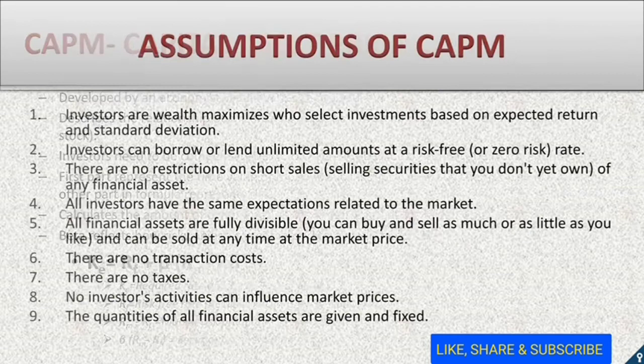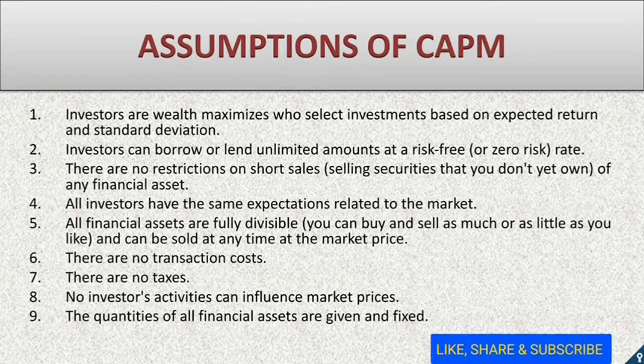Now let us discuss the different assumptions of CAPM. First of all, investors are wealth maximizers. They always want to select those investments whose returns are high, and their selection is based on the expected returns and standard deviation. Investors can borrow and lend unlimited amounts at a risk-free rate. There is no restriction on short selling. What is short selling? Selling of the securities that you don't have. So it is also allowed.